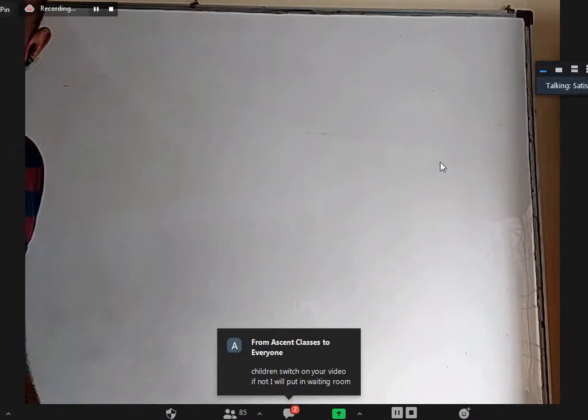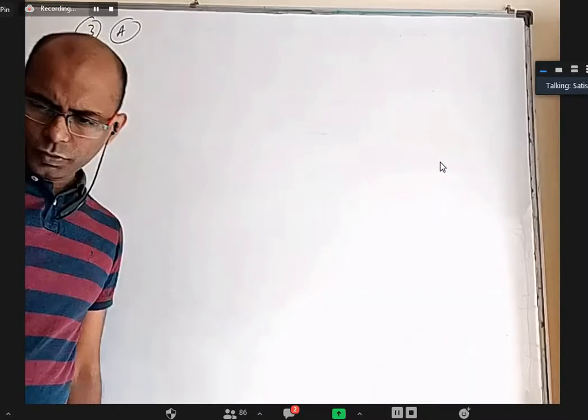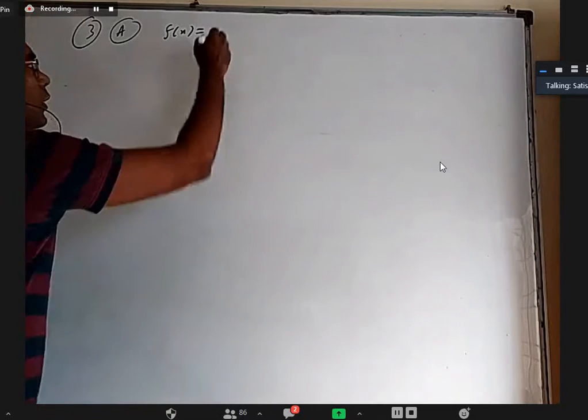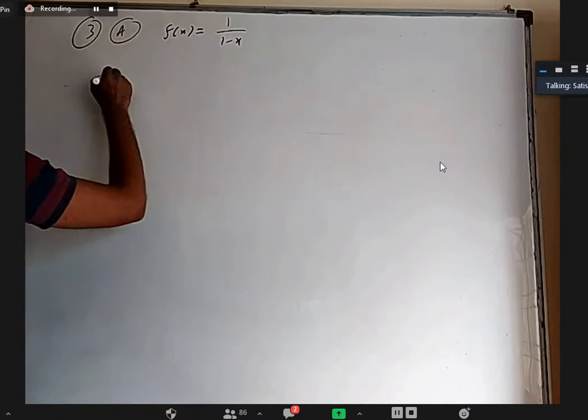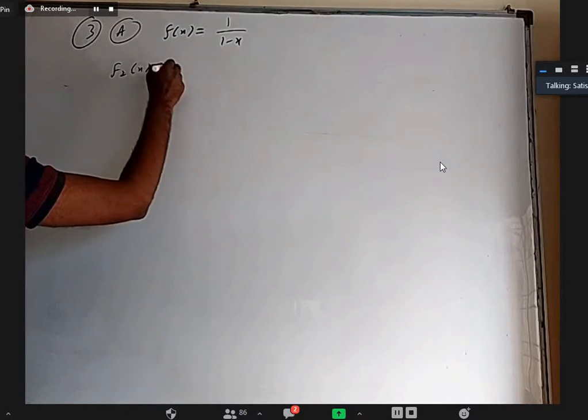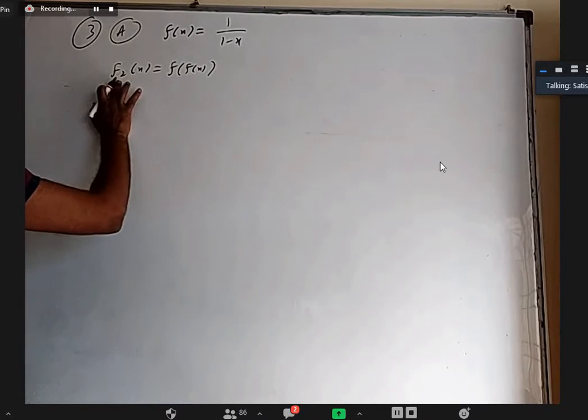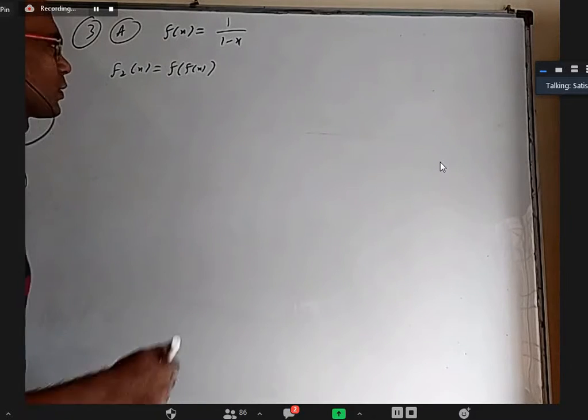Okay. Now, third question. There is a small typing mistake at the end: I mentioned f3n of x, but it should be f3 of x. Okay. f of x they defined as 1 by 1 minus x. f2 of x means f of f of x. That is the notation they're using.